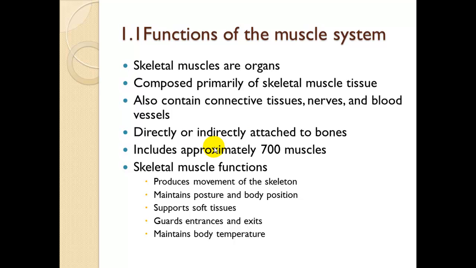Functions of the muscle system. Skeletal muscles are organs composed primarily of skeletal muscle tissue. They also contain connective tissue, nerves, and blood vessels, and are directly or indirectly attached to the bones. This includes approximately 700 muscles.